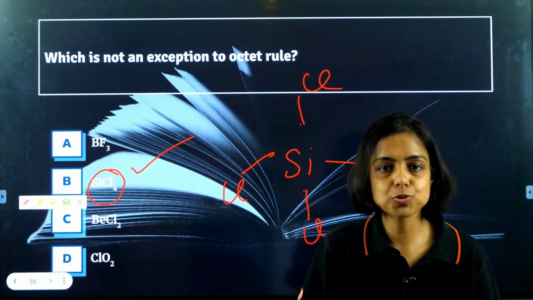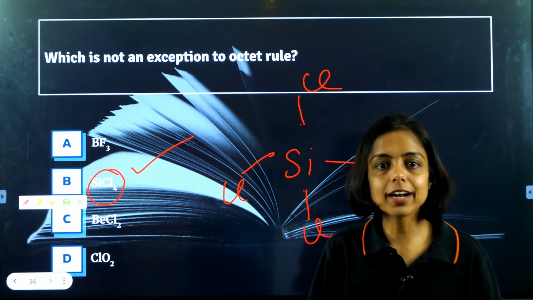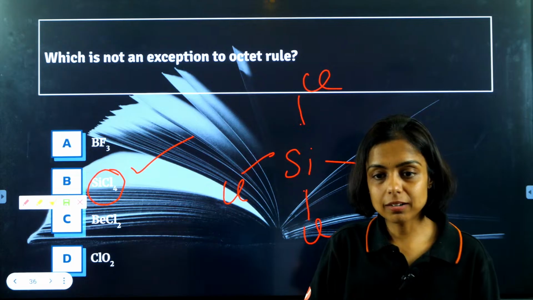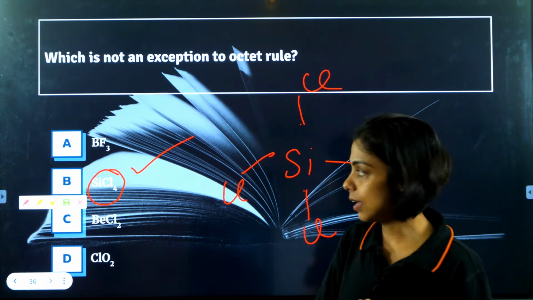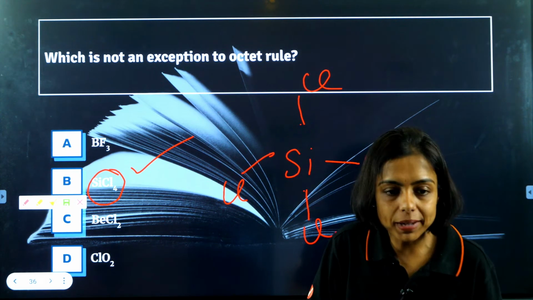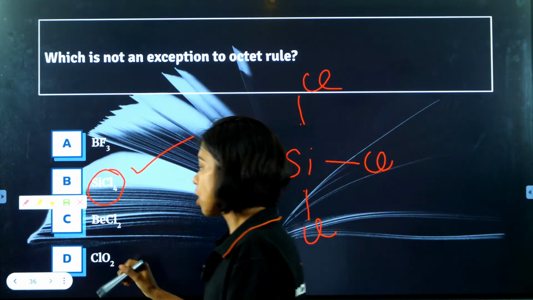BeCl2 is an exception. ClO2 is an odd electron species. So all of them, A, C and D, are not obeying the octet rule. Only B is obeying the octet rule, guys.